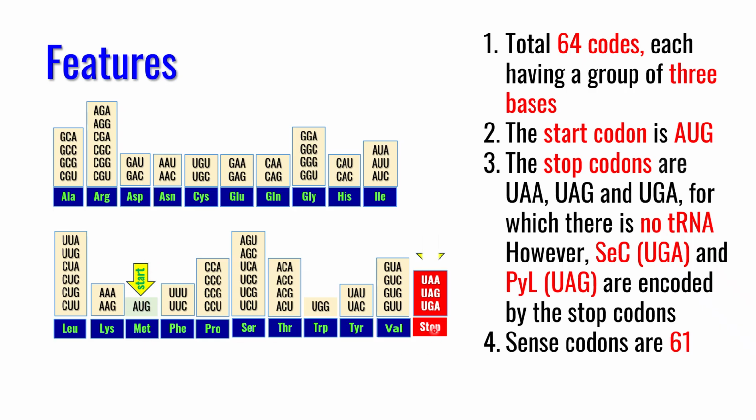There are three genetic codes which are known as stop codon or nonsense codon or terminator because they stop translation. They stop translation because there is no tRNA to read these genetic codes. However, the newly discovered amino acids such as selenocysteine and pyrrolysine are respectively encoded by the stop codon UGA and UAG. So there are three stop codons. The remaining 61 genetic codes are known as sense codon. Sense codon means they specify amino acids.